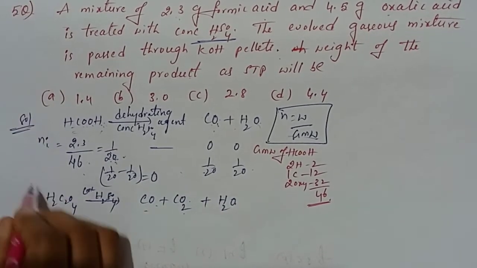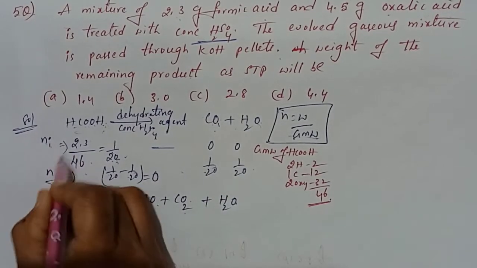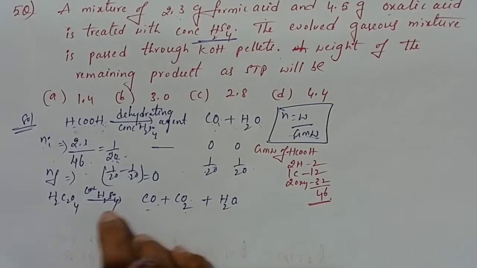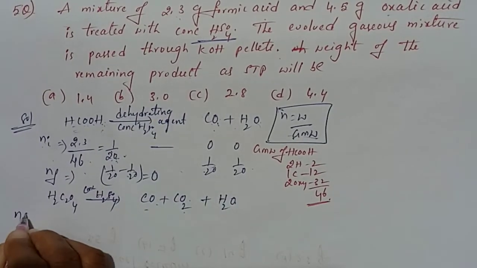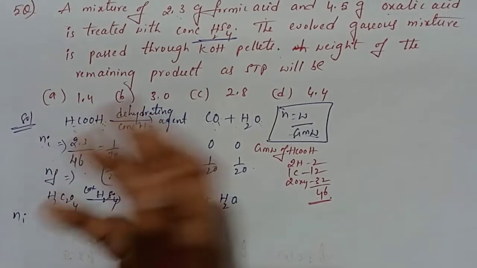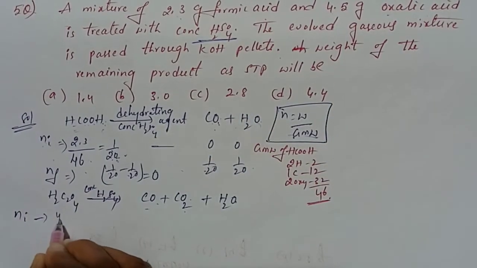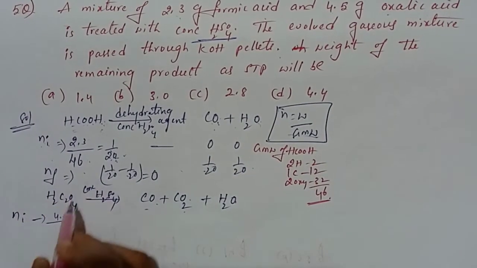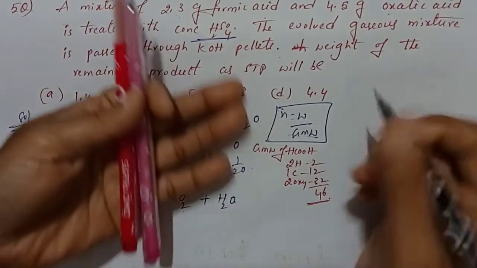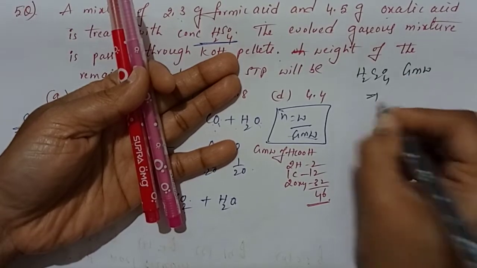Now these are the final number of moles, students. Like the initial number of moles calculated before, here also you calculate the initial number of moles. Oxalic acid, weight by gram molecular weight. Weight given is 4.5 grams. So 4.5 by what is the gram molecular weight of oxalic acid, H2C2O4?